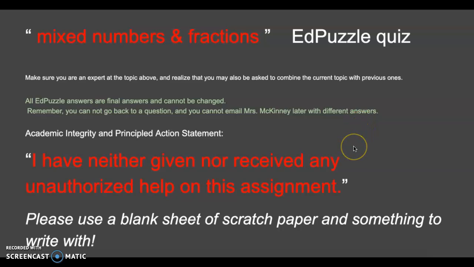So the academic integrity and principled action statement says I have neither given nor received unauthorized help on this assignment. This means that you cannot use notes. You cannot use friends or family. You cannot Google anything. All you can use is a blank sheet of scratch paper and something to write with, and of course your brain.